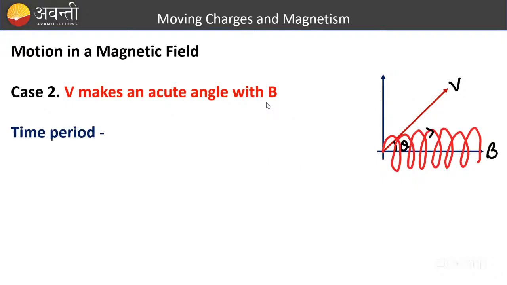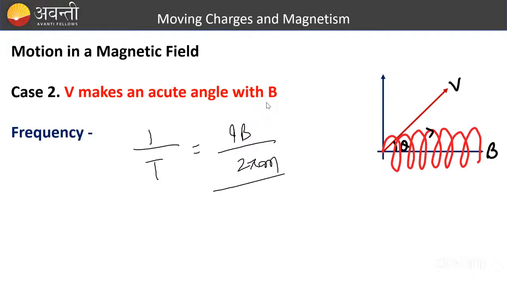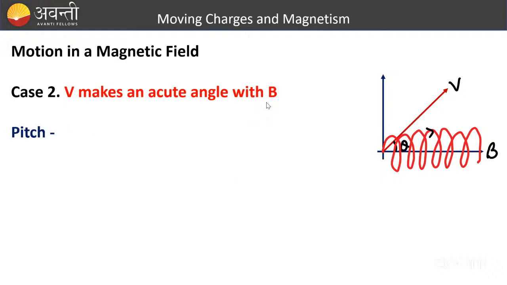And we already know that time period doesn't depend on radius and velocity. So time period will be same, 2 pi m by qB. Also frequency will be same. That will be 1 by time period. So that is qB by 2 pi m. And there is one more term that is called your pitch.